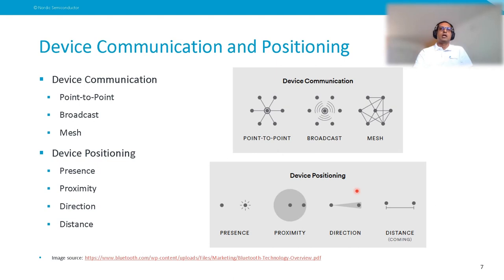You can have a bit more, direction estimation, involving some calculations of the angle of the received signals. Bluetooth also supports distance measurements.